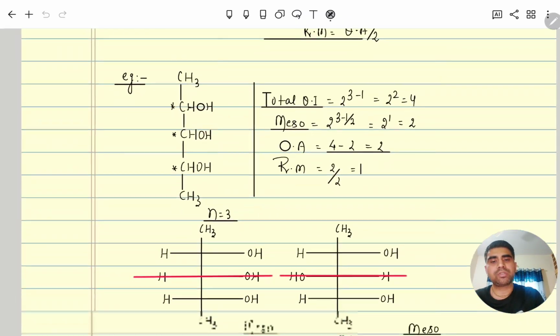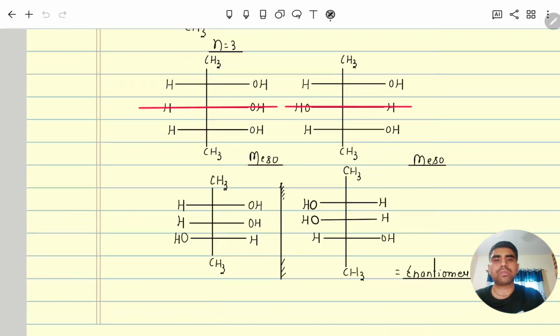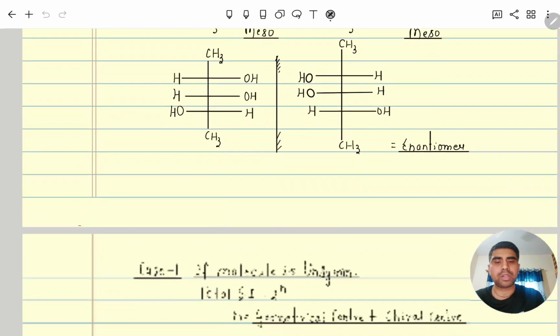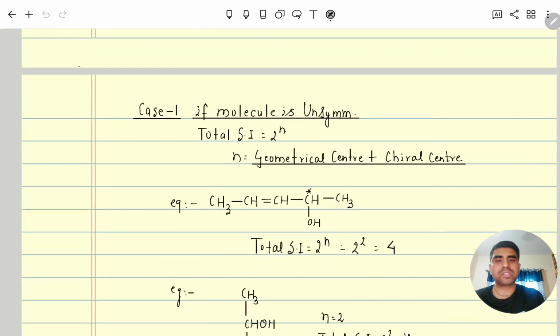So here we can see this molecule. This one has a plane of symmetry, means meso compound. This one also is a meso compound. So these two are meso and these two are optically active, means the enantiomeric pair is 1, the racemic mixture is 1. Clear?